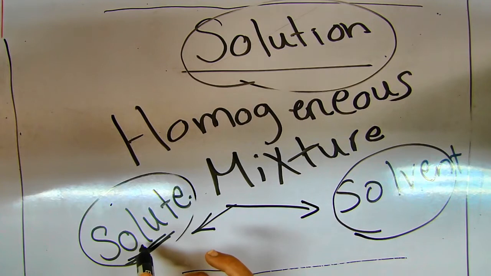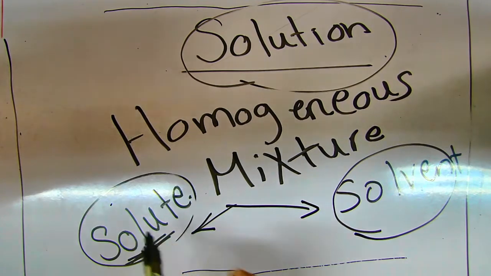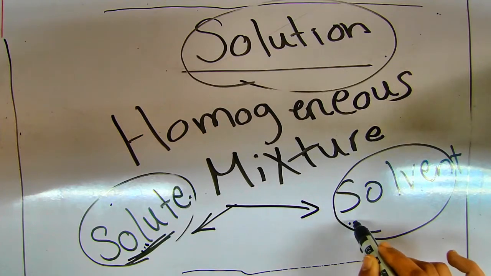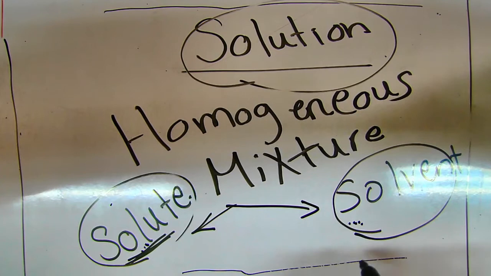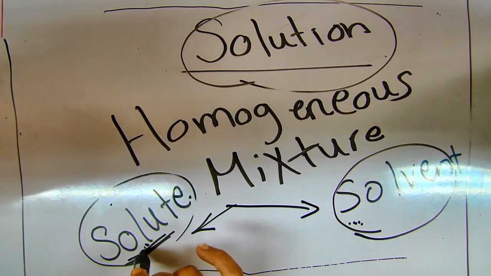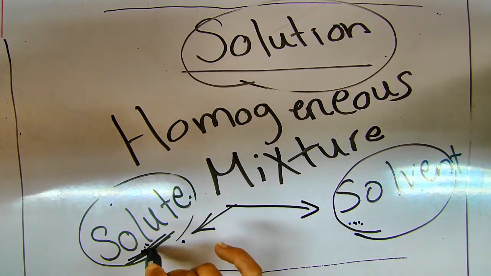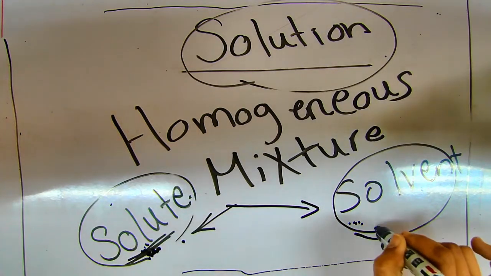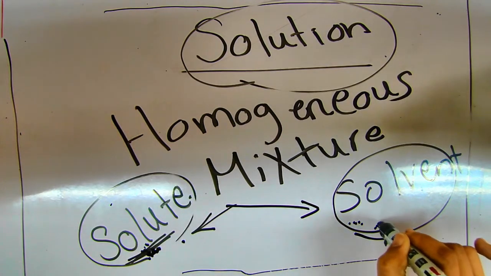The solid is, for example, sugar or salt. The solvent is the liquid like water, alcohol, benzene. That means the solid is the substance which dissolves in the solvent. But the solvent is the substance with the solid dissolved in it.